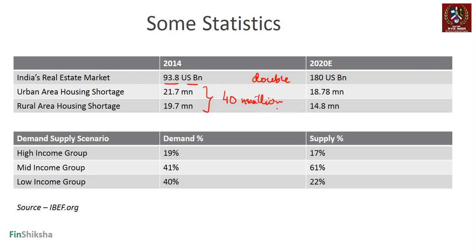This is the shortage. By 2020, we will possibly have brought the shortage down to something like 32 million, so we would have given about 8 million homes in between. The government is actually planning to give even more. The government plans that by 2022 there would be a scenario called housing for all.